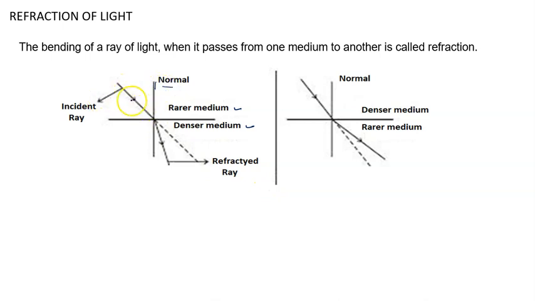It is the normal. The angle between the incident ray and normal is known as the angle of incidence, I. And the angle between the refracted ray and normal is known as the angle of refraction, R. So here this is the angle of incidence. Here this is the angle of refraction.